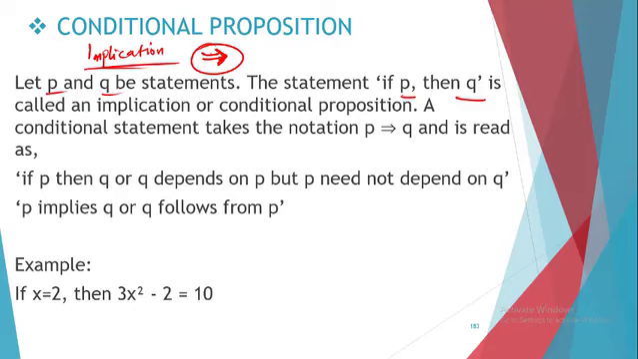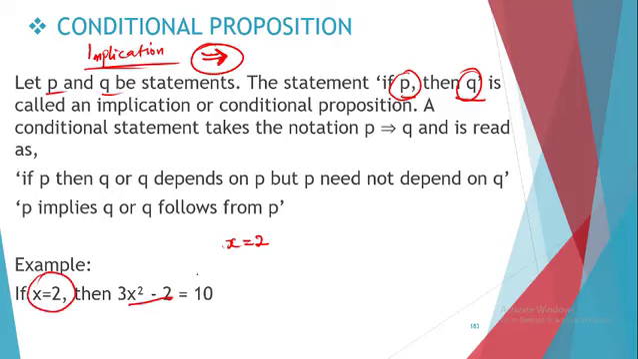That is to say that Q depends on P for existence. So it means if there is no P, then there is no Q. So P is a determinant of Q. Do we understand? For instance, if we say that if x is equal to 2, then 3x squared minus 2 is equal to 10, it means that if x is not 2, then the equation will be wrong. Do we understand? So the equation depends on x being what?